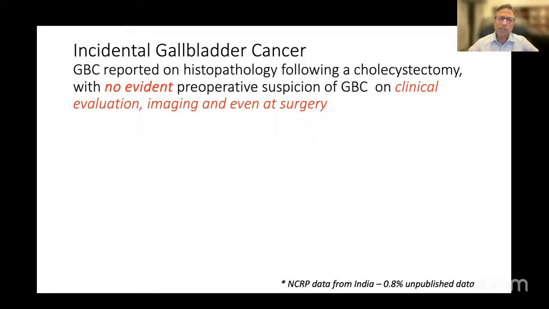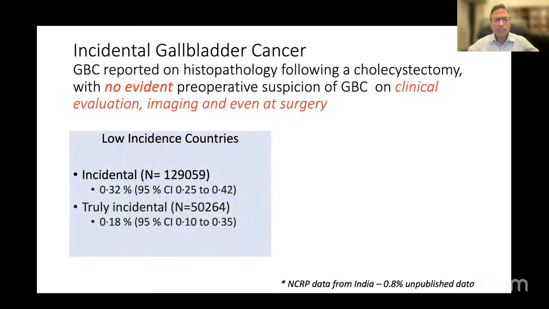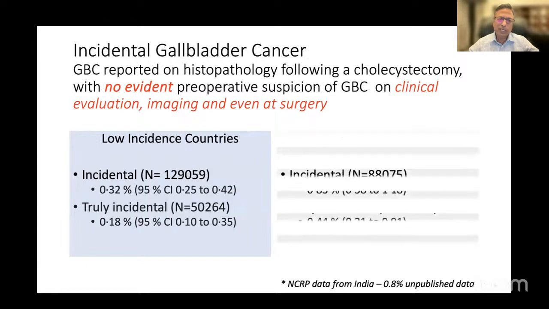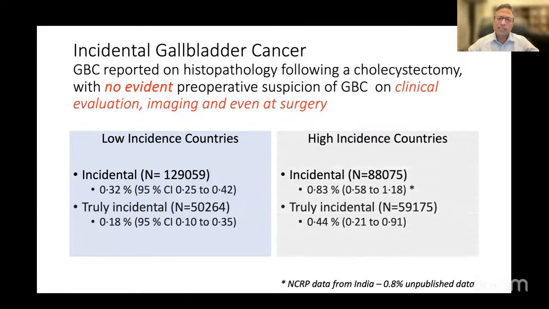This is important because incidental sometimes includes patients where we find suspicious areas on examination of the gallbladder after cholecystectomy, which on histology comes as gallbladder cancer. And generally, these are lumped together. So when you look at it, the incidence of incidental gallbladder cancer may be high, but true incidental, which is on pathology coming later, is lesser, almost half. In high incidence countries with gallbladder cancer, the true incidental is much higher than in low incidence countries.